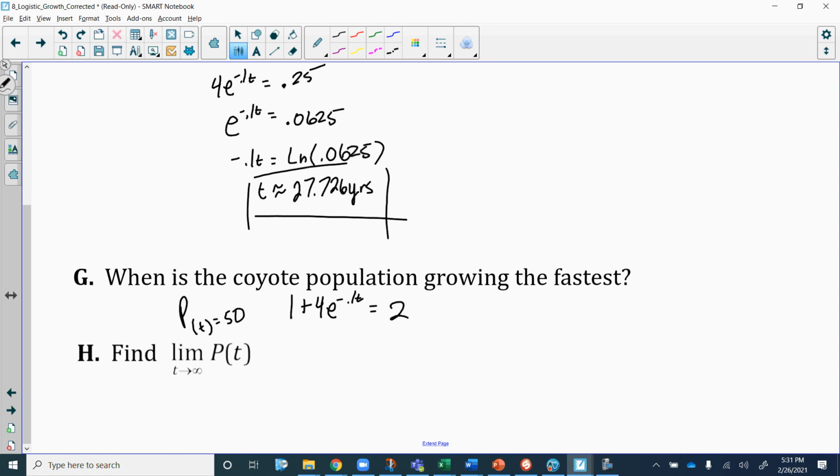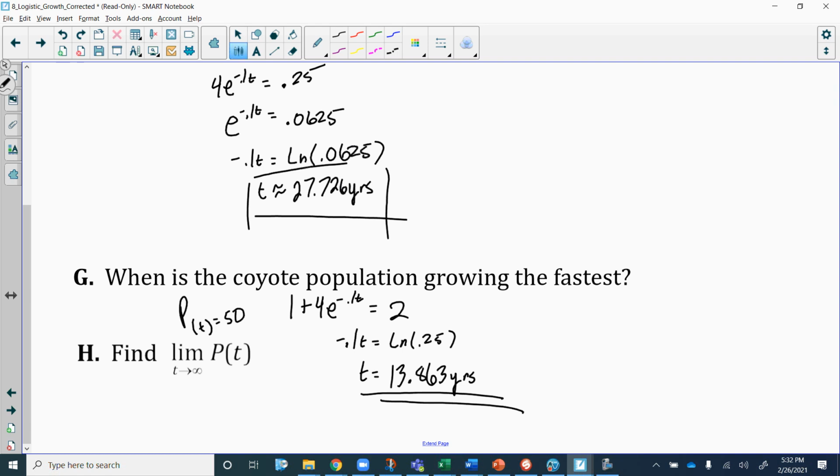And then working it out, we're going to get negative 0.1 t will be equal to the natural log of 0.25, dividing by negative 0.1. In this case, t will give me about 13.863 years.